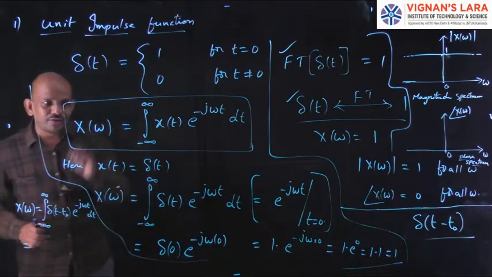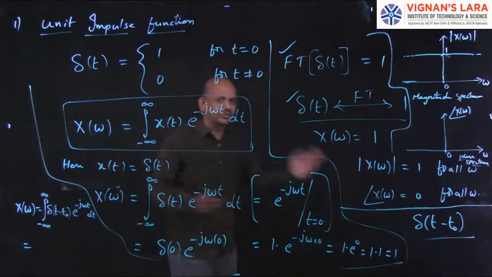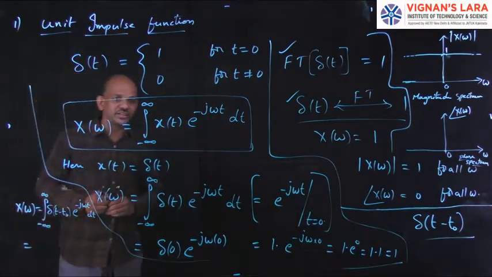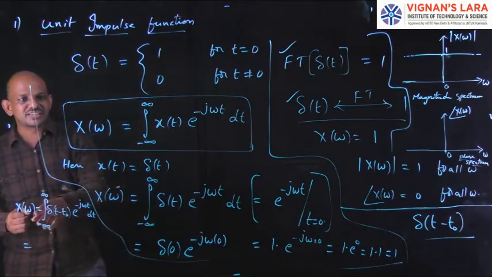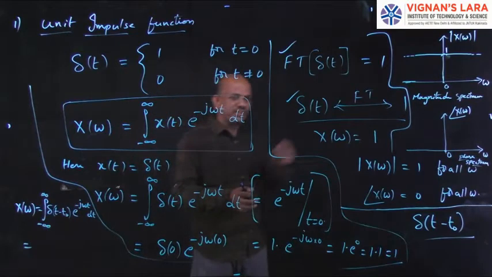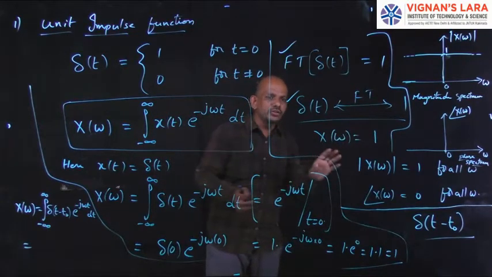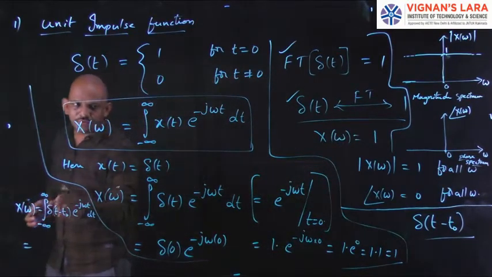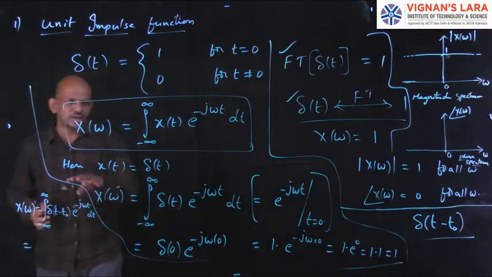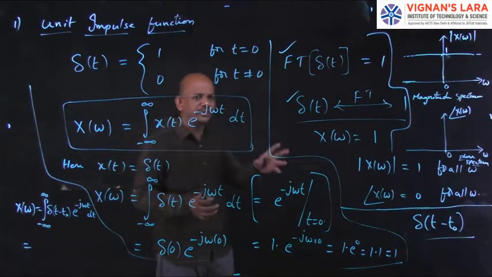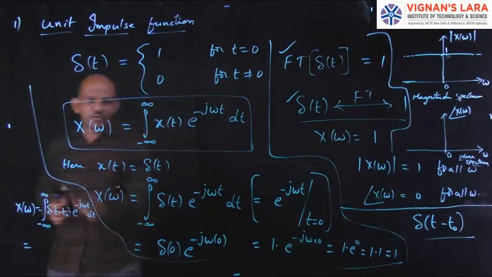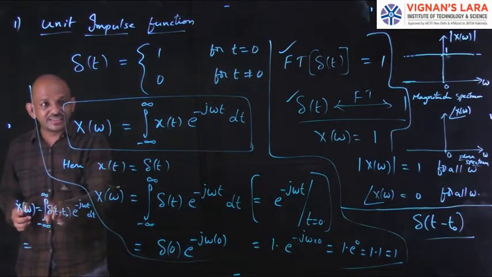If I substitute a value other than t naught in place of t, that value minus t naught will not be equal to 0. It will give some other value. So del of anything except 0 is 0. Del of 9, del of 50, del of 55, whatever it may be, that value will be equal to 0. We have the value of the unit impulse function as 1 only for del of 0.